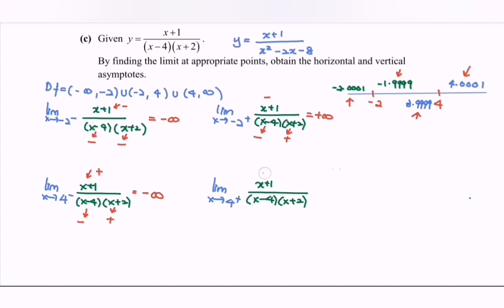Next, focus on this part. If we substitute, we will have positive. Then for this part, we will have positive. Same goes to this part, we will have positive. So as x approaches 4 from the right for the function f(x), the value of y will be increasing without bound. So from here, we can say that the vertical asymptotes are x equals negative 2 and x equals 4.